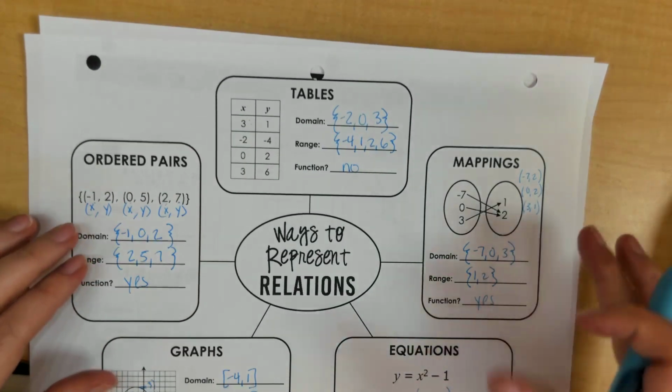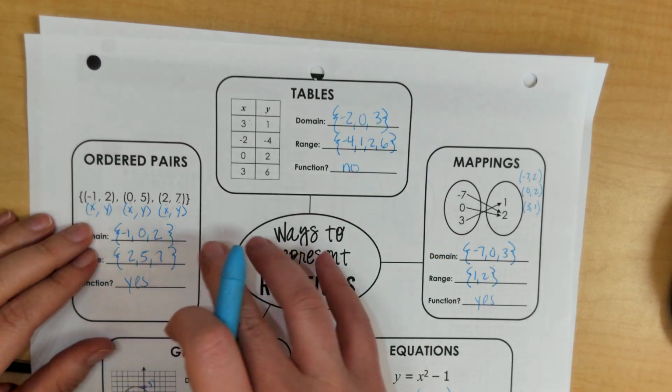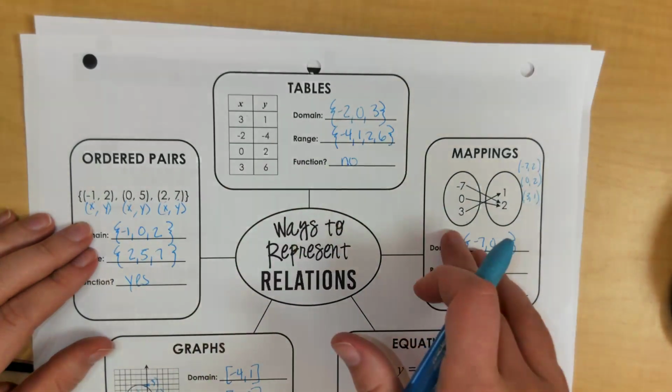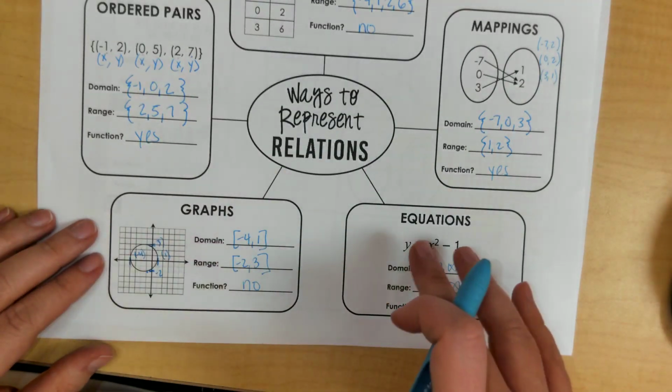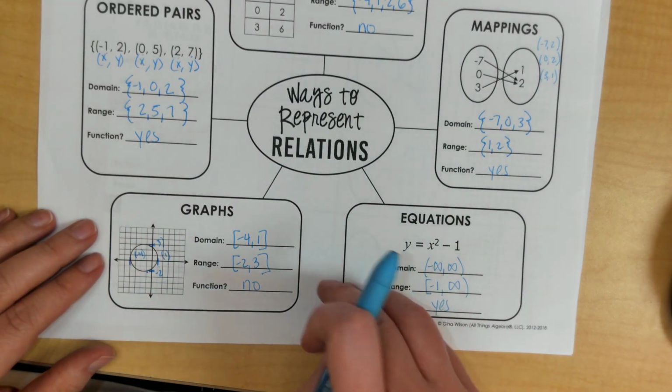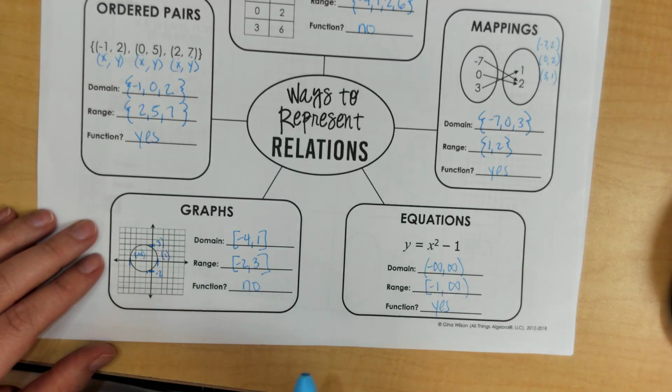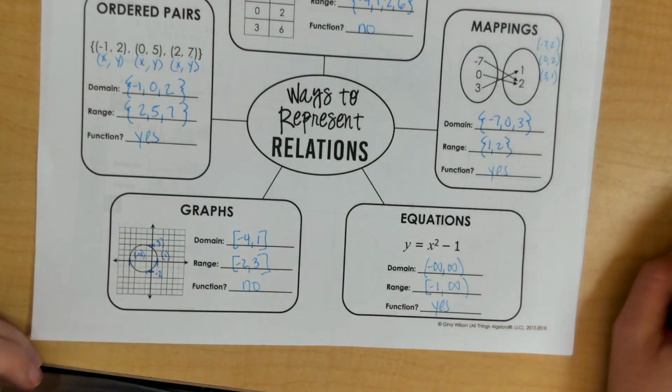I really want you to focus here on the top part, being able to do discrete with ordered pairs, tables, and mappings, and that's all that we're going to be doing in class. But because we needed to go ahead and complete this all at once, you'll have this when we do cover that in class.